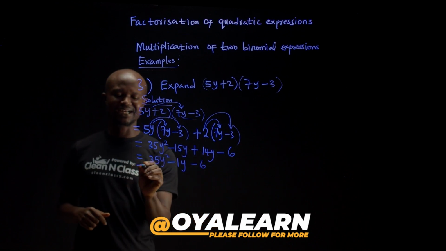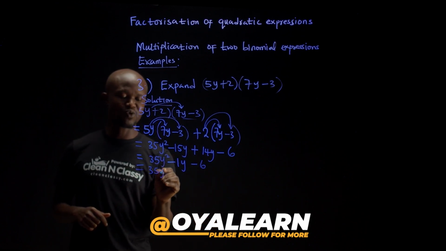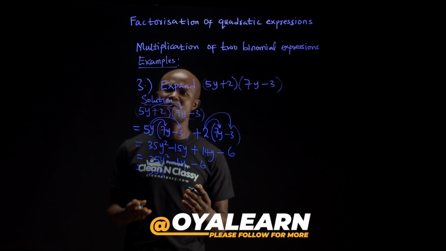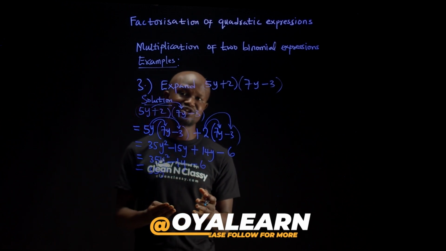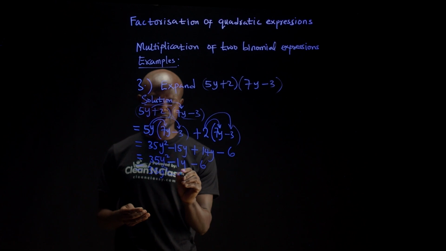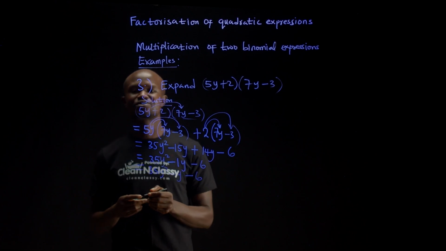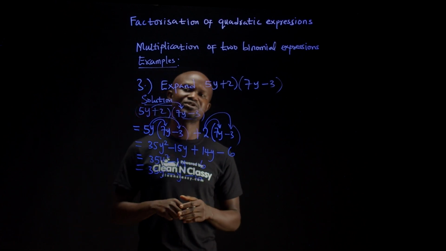Now, we can now write it as what? 35y squared minus 1y is the same thing as what? Minus y. That's minus y minus 6. So that's the answer to the question.